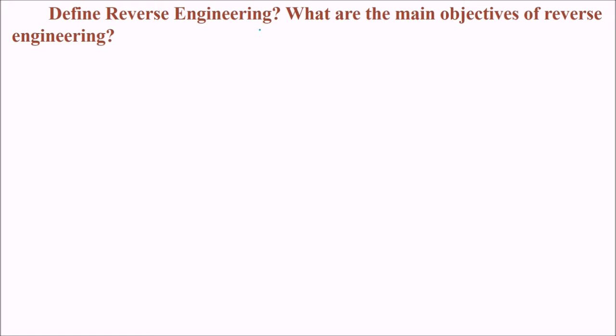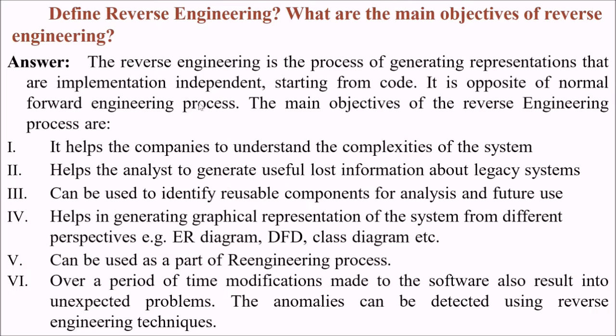Define reverse engineering, and what are the main objectives of reverse engineering? Reverse engineering is the process of generating representations that are implementation dependent, starting from the code. So we start from the code, we want to find out the design, and with the design we want to see what the requirements were.